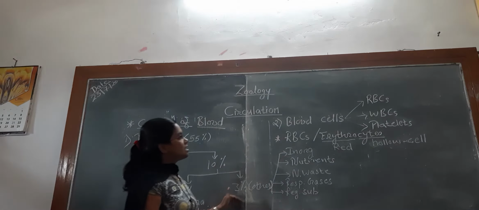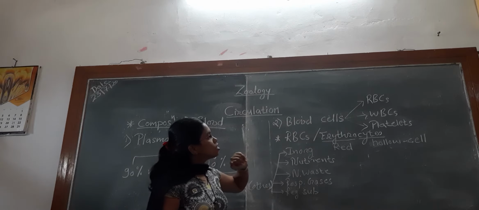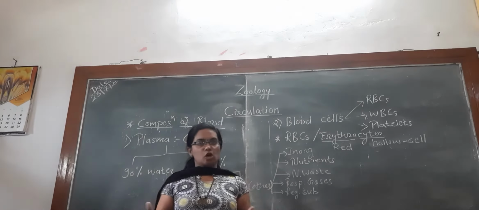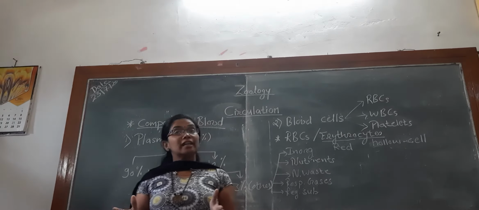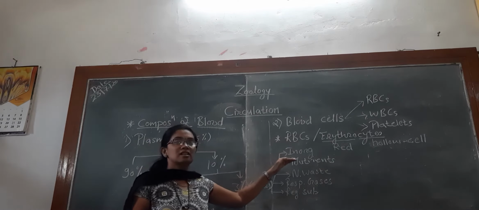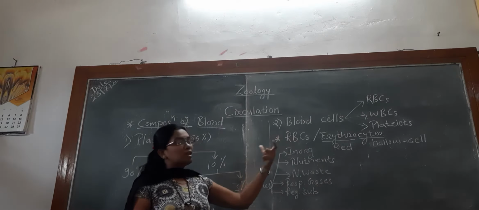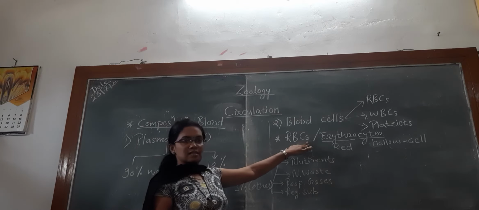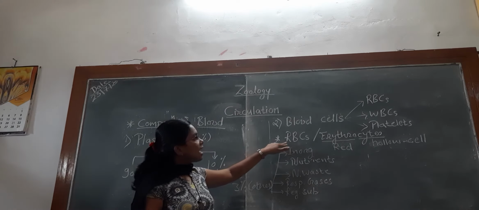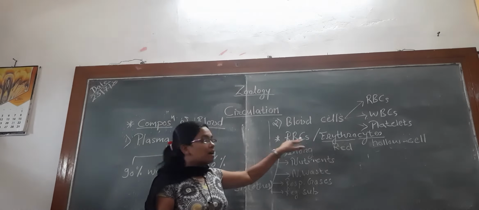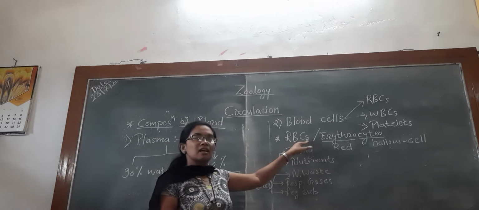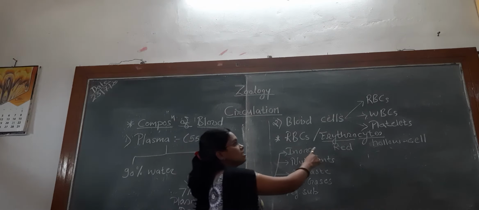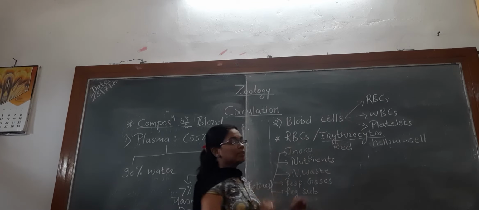Then the next part is the blood cells. Blood cells are a vast topic, so next time we will continue with these types of blood cells. First, we need to know the meaning of blood cells. RBCs means red blood corpuscles, red blood cells. Another name for RBC is erythrocytes.